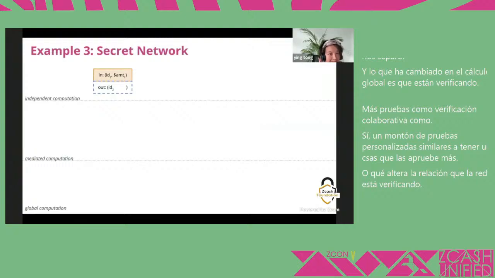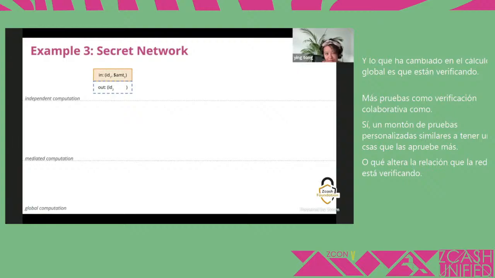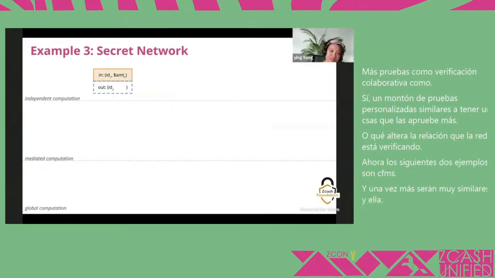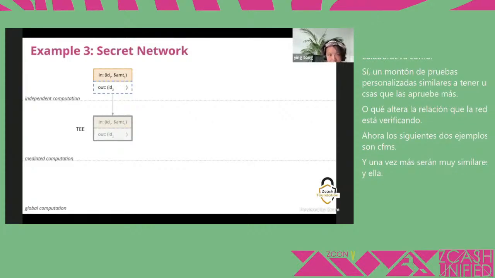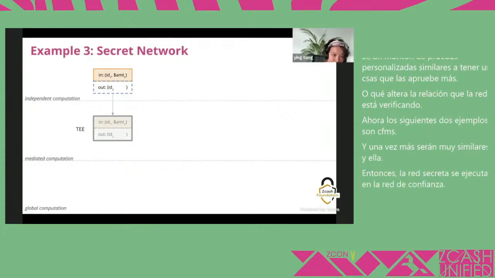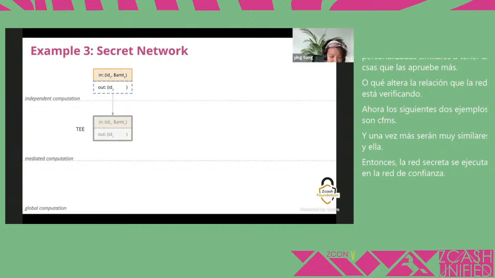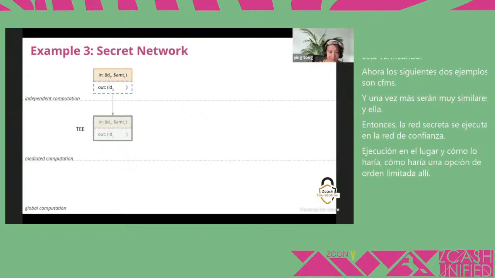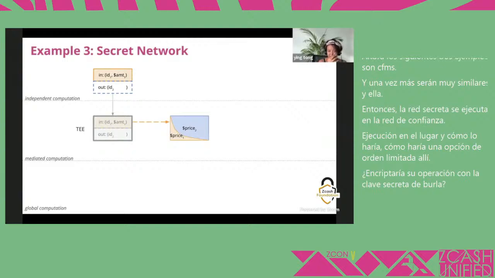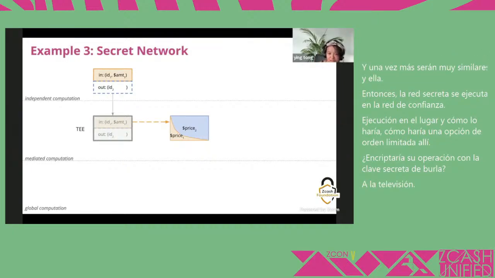Now, the next two examples are CFMMs, and once again, they'll be very similar in shape. Secret network runs on a network of trusted execution enclaves. And how you would do a limit order auction there is you would encrypt your trade to the TEE's secret key. Inside the TEE, they will decrypt your encrypted trade and execute it.